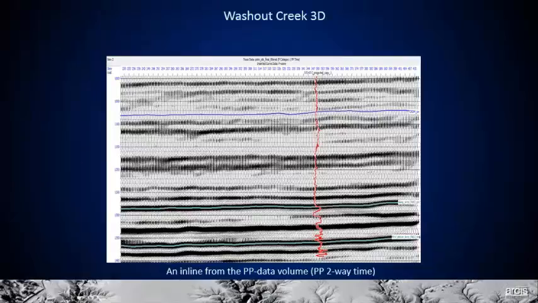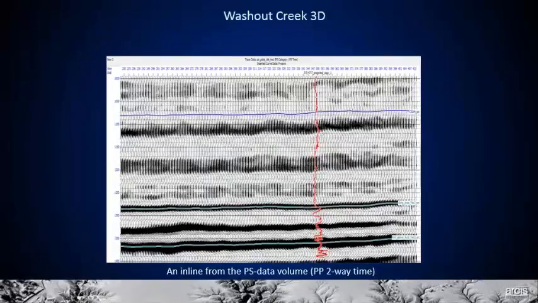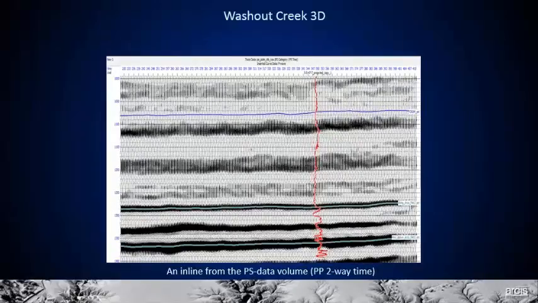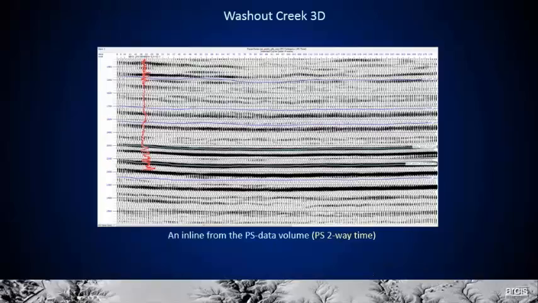So this is the PP section. And obviously, these are the horizons that we are interested in. And the equivalent section for the PS data shows somewhat lower frequency. This is going to result in some loss of resolution when we carry out our inversion. So what we do is, this is the PS data in PS2A time.